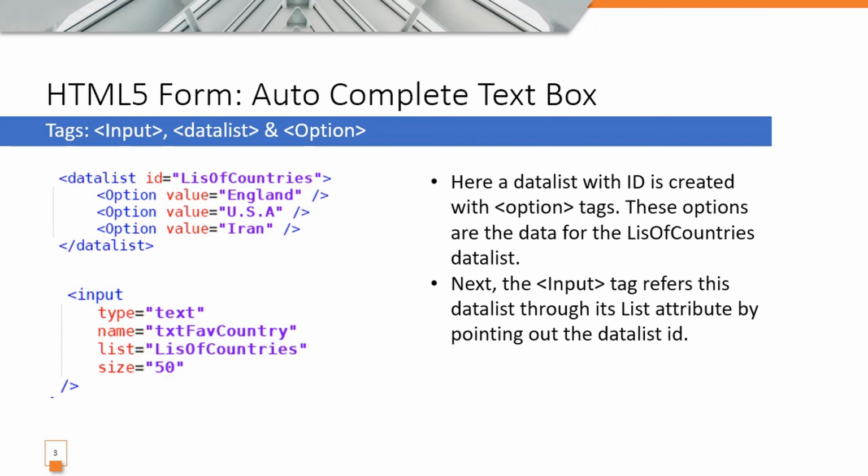So we created an input tag, type is text, name we gave txtFavoriteCountry, then list, so that's the key attribute here in this example, list equal to, we specified the ID of the list. Above we have a datalist and the ID is linked here. That means when the user places the cursor inside the text box, it will automatically display 3 values in a list. When users start typing, the content will be filtered based on the keyed in characters.